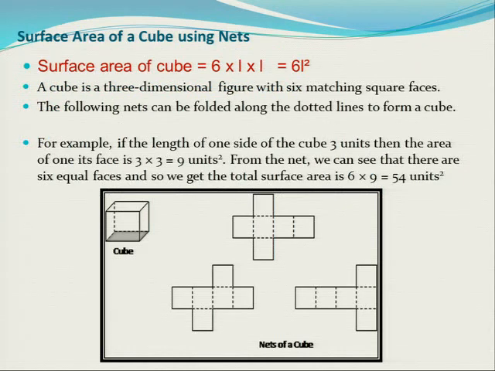Let's start with a cube. As we said, the surface area of a cube is 6 times L times L, or 6L squared. A cube is a three-dimensional figure with 6 matching square faces. Please count those squares there. It's 1, 2, 3, 4, 5, 6. The following nets can be folded along the dotted lines to form a cube. That is how I made that cube. So the surface area of the cube is 6L squared.